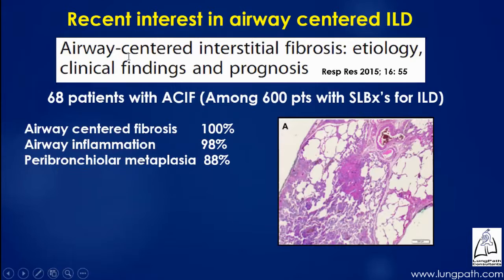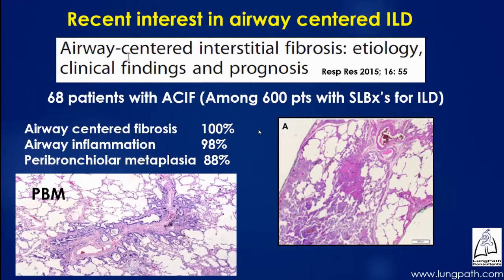And the biggest paper that really looked at this is one that Kevin was involved with, called Airway-Centered Interstitial Fibrosis, Etiology, Clinical Findings, and Prognosis. There were 68 patients with airway-centered interstitial fibrosis among about 600 surgical lung biopsies for interstitial lung disease. All of these had airway-centered fibrosis. Nearly all had airway-centered inflammation and peribronchiolar metaplasia.